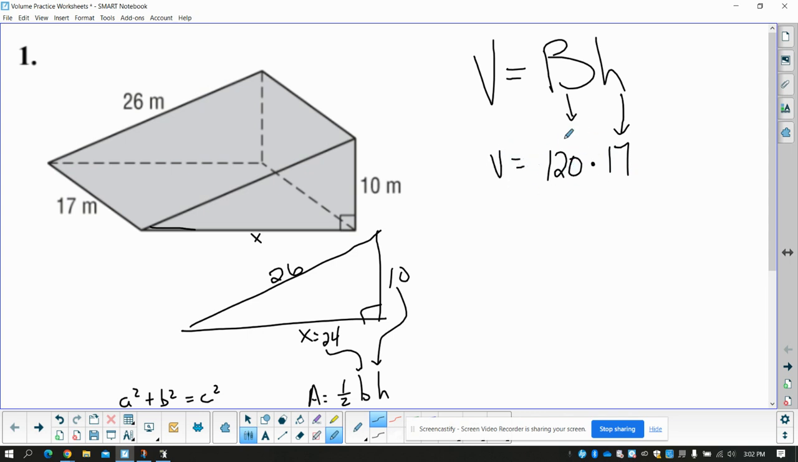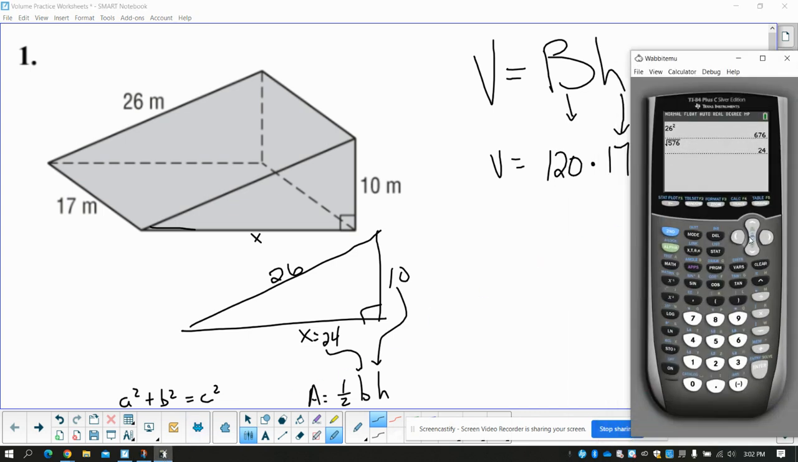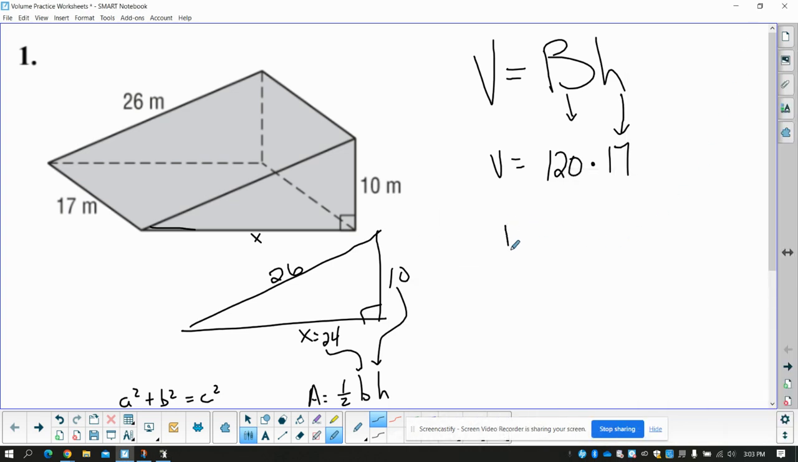So volume equals the area of the base times the height. So 120 times 17 is 2040. So the volume of this prism is 2040, and it's in meters, so it'd be meters cubed, and that is the answer to problem number 1 on worksheet 11.2.